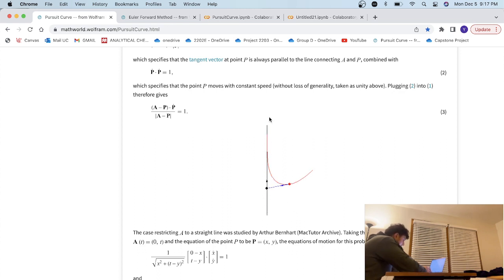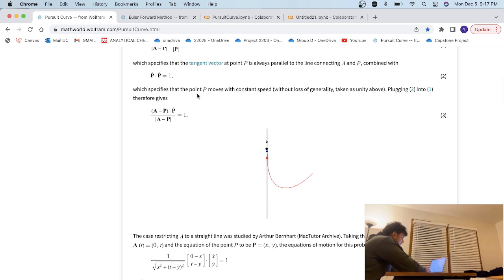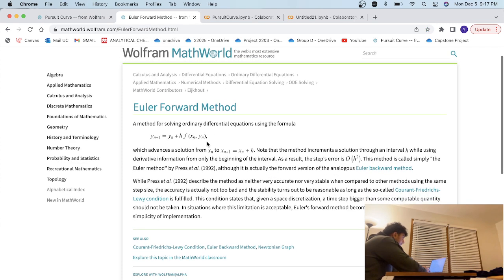We're going to be finding the distance between the pursuer and the target at each time step, and at every measurement we want to check it. We're going to check it using the Euler forward method. By definition, it's a method for solving ordinary differential equations using the formula y_{n+1}, which advances the solution from x_n to x_{n+1}, where x_{n+1} = x_n + h.